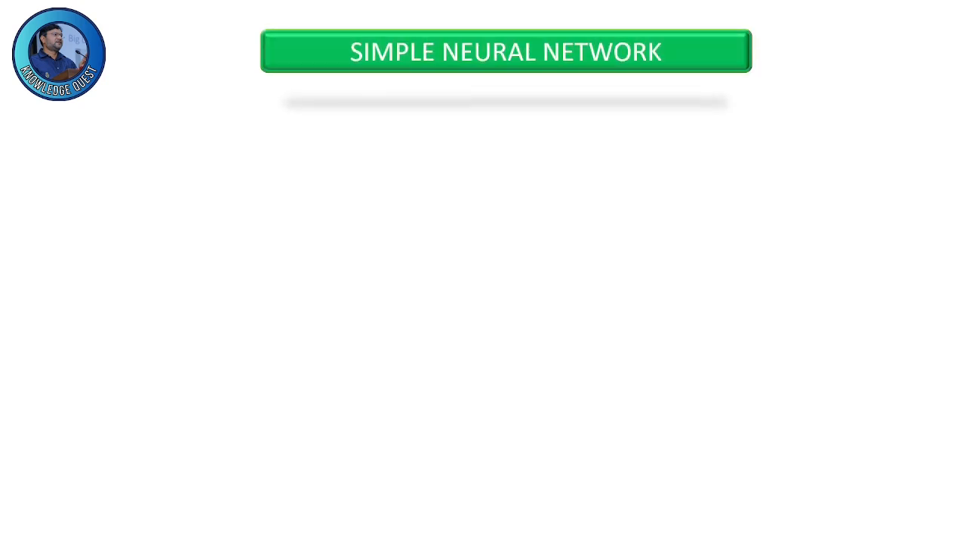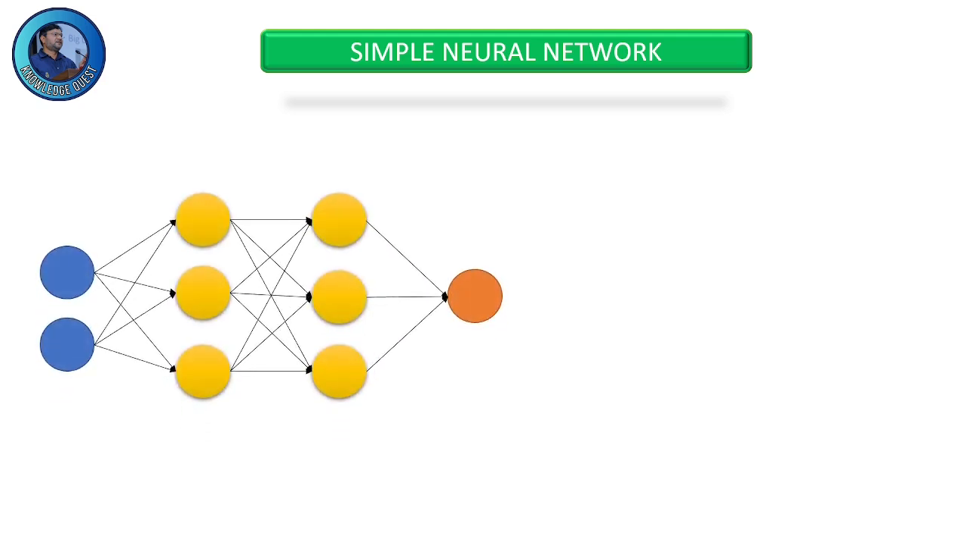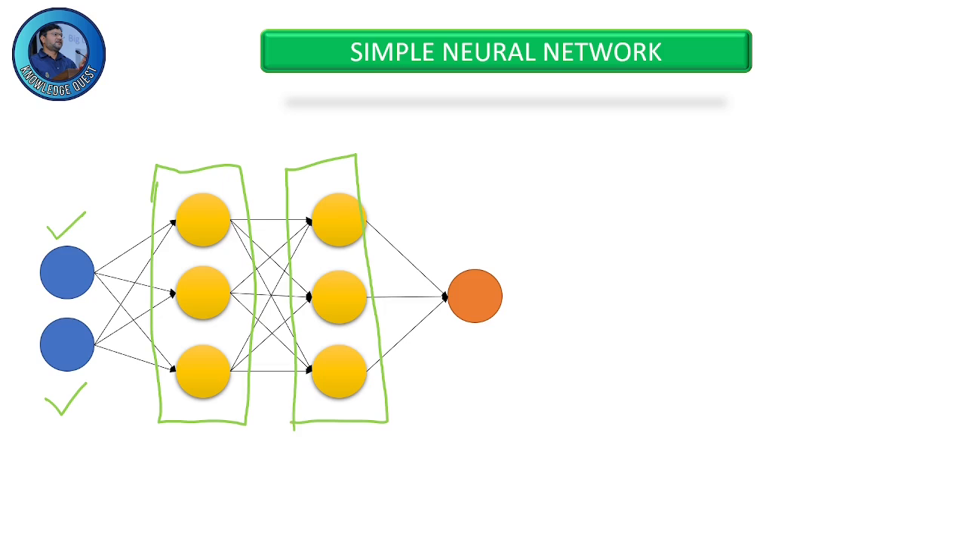Let's take a look at an example of a simple neural network. This neural network has two input nodes, then a layer with three nodes, a second layer with three nodes, and then finally an output layer with one node. Also note that each node is connected to every node in the following layer. These are called densely connected layers. Densely connected layers are the most basic kind of layer in the neural network.